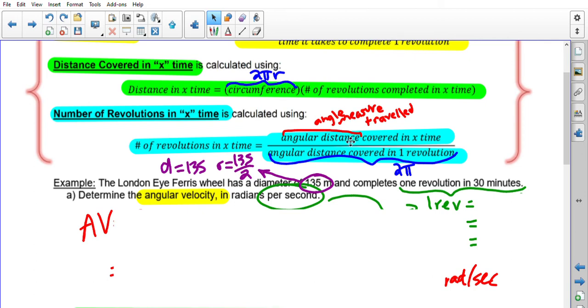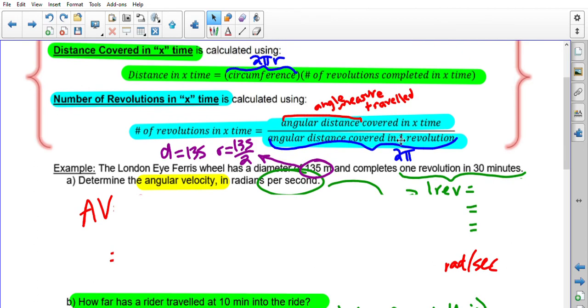Okay, we're working with radians now, divided by the angular distance covered in one revolution. So we already know the answer to that. We know the angle covered in one revolution is 2 pi. So you're going to take the angle covered in a certain amount of time, divided by 2 pi, and that will tell you how many revolutions occurred.